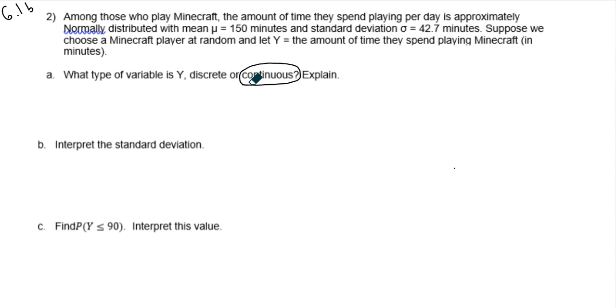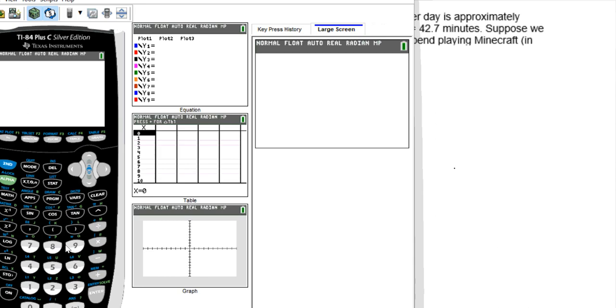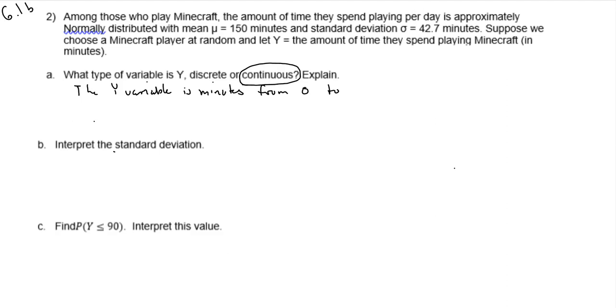The reason it's continuous is because the y variable, which we know in this case is minutes, goes from 0 to, well, how many minutes are in 24 hours? If I take out my calculator, I have 60 minutes times 24, and we get about 1,440 minutes. So y is in minutes, and the variable goes from 0 to 1,440, and can be any one of those values.